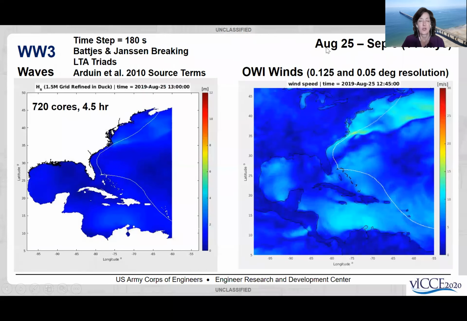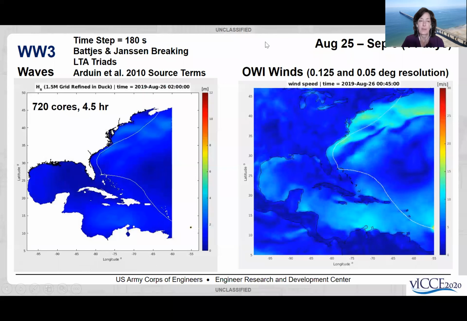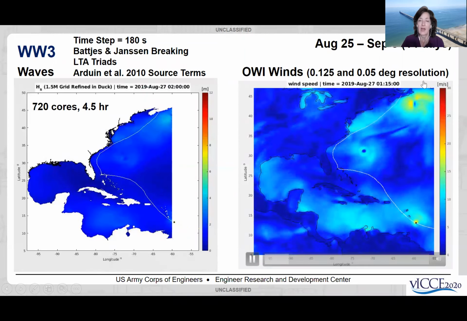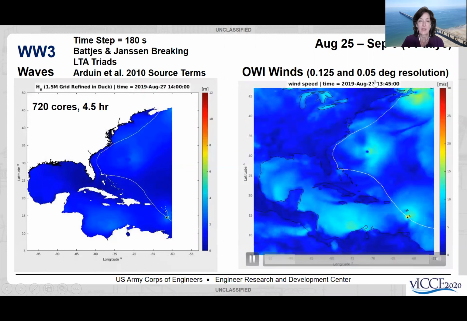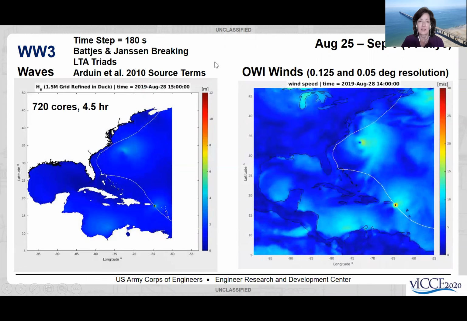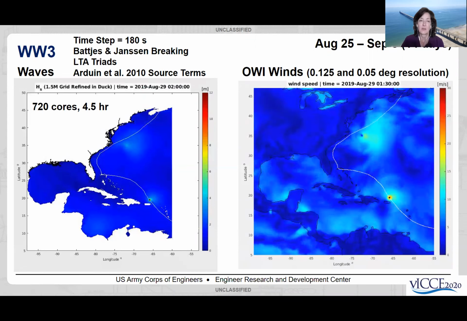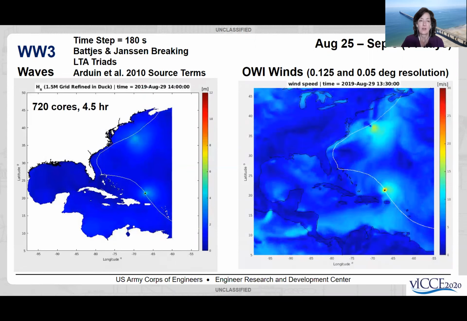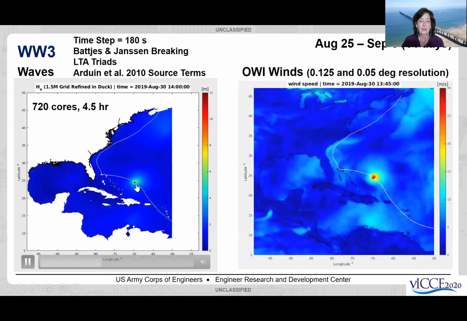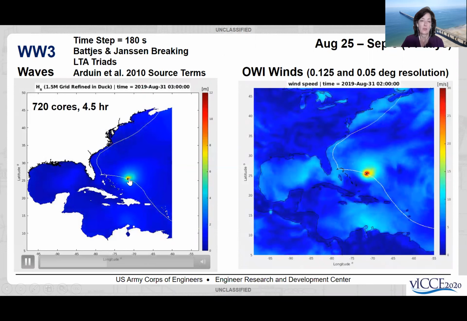This next slide shows the simulation of our 14-day period for WAVEWATCH 3 with the grid on the left side and the ocean weather winds on the right side. We're applying WAVEWATCH 3 at a 180-second time step using the Battjes and Janssen breaking, LTA triads, and the ST4 source terms. Here you can see that the hurricane is starting to approach the Bahamas.